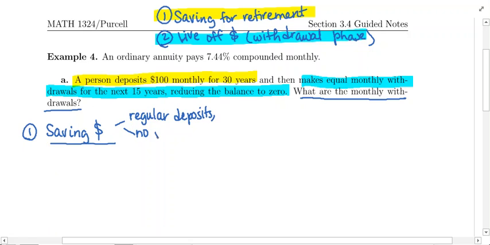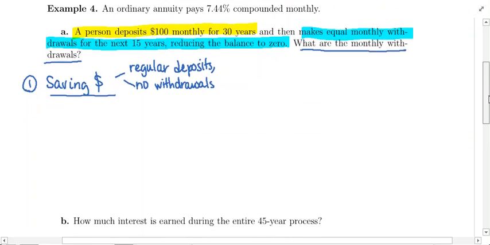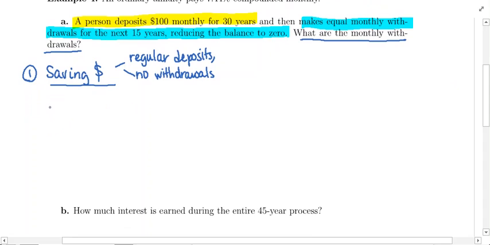first 30 years. If you remember, what formula do you use if you're saving money through regular deposits with no withdrawals? If you flip back to your formula sheet, that is going to be the future value of an annuity formula. I'm going to go ahead and write that formula down. We're going to use this formula to figure out how much the person saves during those first 30 years.